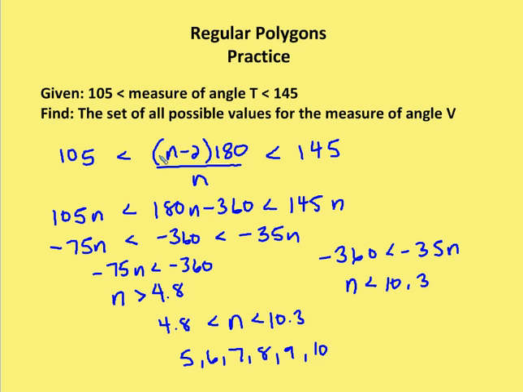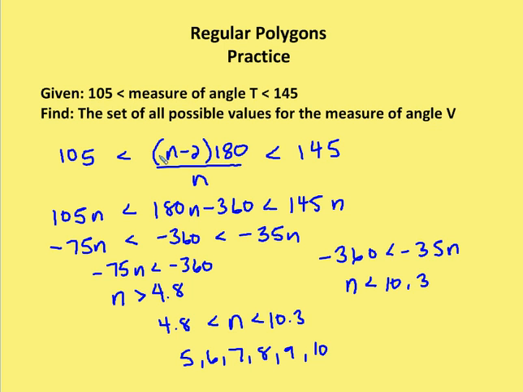One is negative 75n is less than negative 360. I divide both sides by negative 75, and I end up with n needs to be greater than 4.8, or the number of sides needs to be greater than 4.8. On the right-hand side of the inequality, I have negative 360 is less than 35n after I subtract 180n from 145n. I divide both sides by negative 35, and when I do that, remember we have to change the direction of the inequality. So I end up with n is less than 10.3.